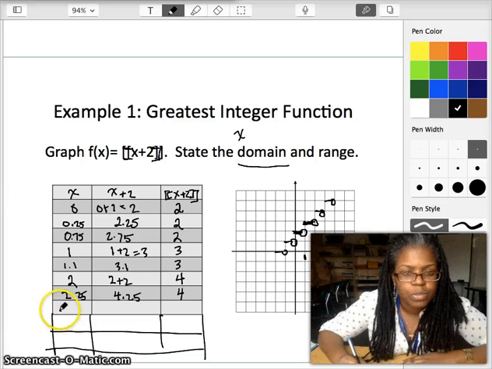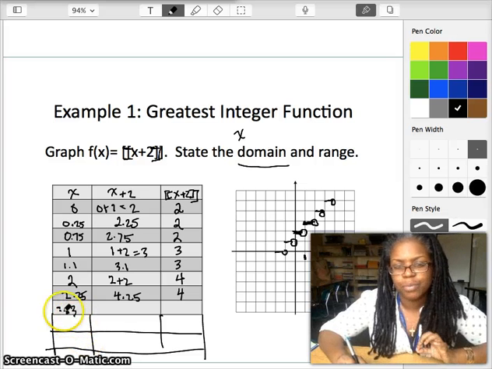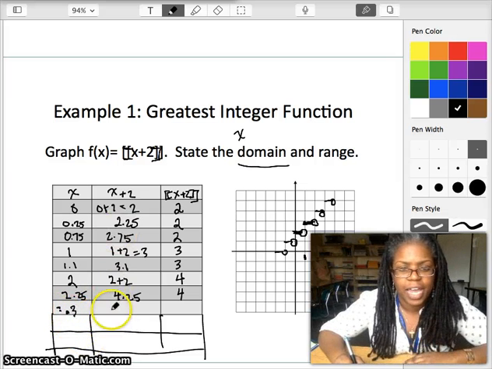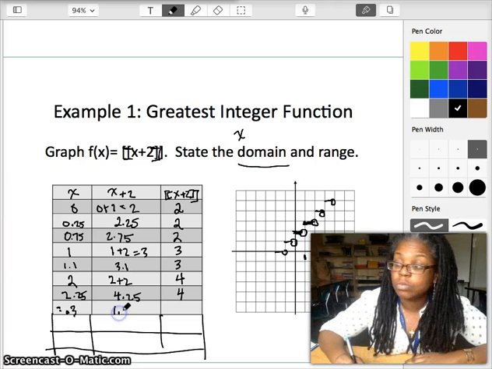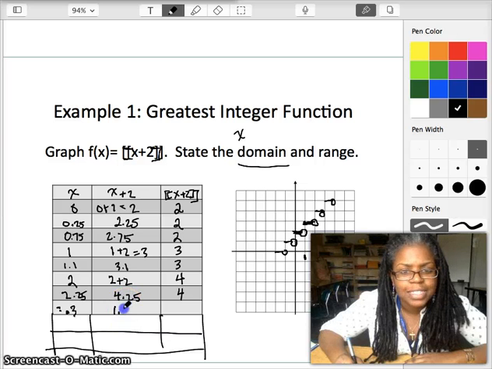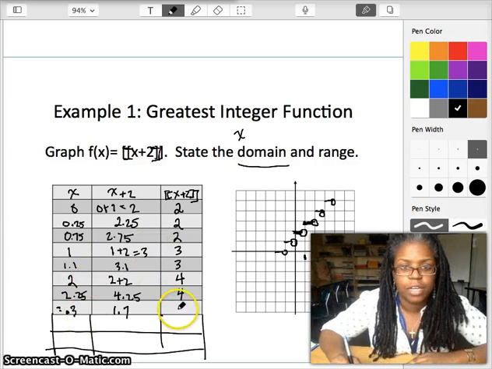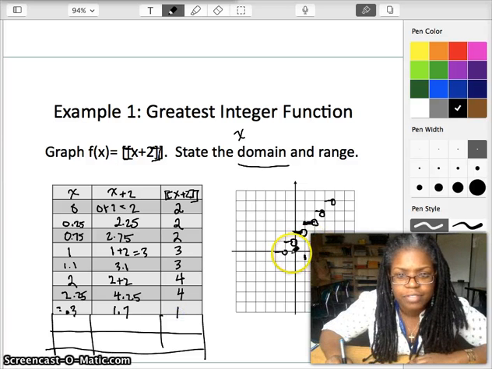All right, so what if this were a negative 0.3? So this is a negative 0.3. If this is negative 0.3, then I'm going to add 2 plus negative 0.3, which is going to give me a positive 1.7. Yeah. So a positive 1.7 when I add 2 plus negative 0.3. And what's the greatest integer less than or equal to 1.7? It will be 1.